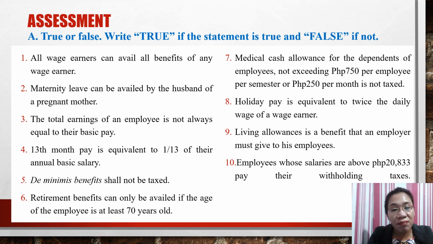6, retirement benefits can only be availed if the age of the employee is at least 70 years old. 7, medical cash allowance for the dependents of employees not exceeding 750 per employee per semester or 250 pesos per month is not taxed. 8, holiday pay is equivalent to twice the daily wage of a wage earner. 9, living allowances is a benefit that an employer must give to his employees. And number 10, employees whose salaries are above 20,833 pesos pay their withholding taxes.